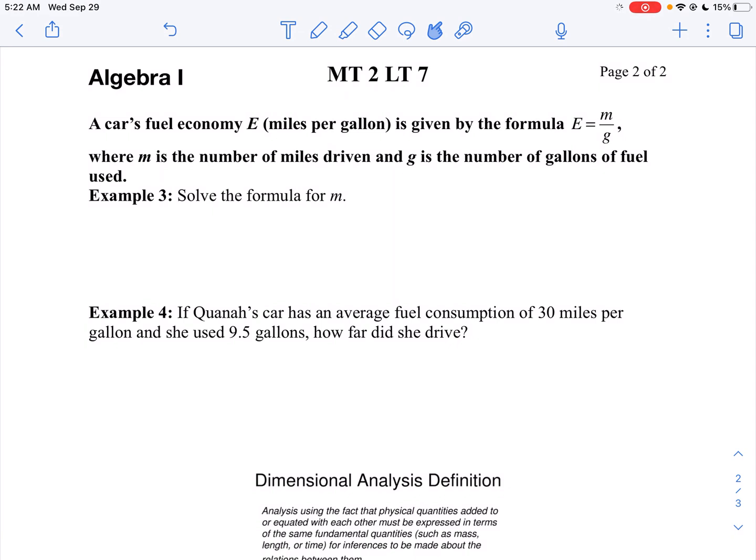I want to solve this formula for M. So I'm going to start here. I'm just going to copy down my problem. E equals M over G.